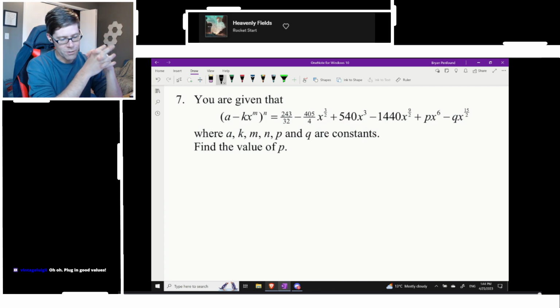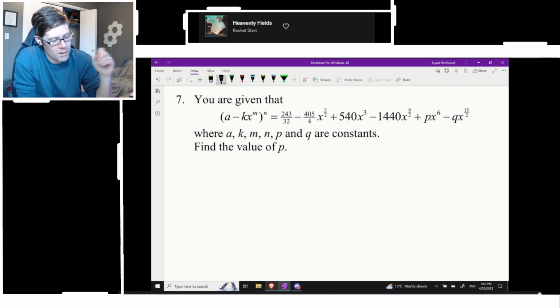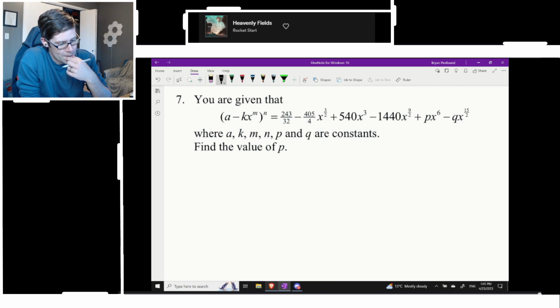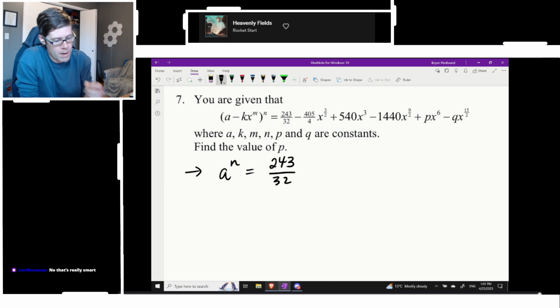Plug in good values. Let's just make every parameter equal to 0. Does 0 work? I don't think so. Okay. What do we know right off the bat, though? What we do know is that a to the n should be equal to 243 over 32.